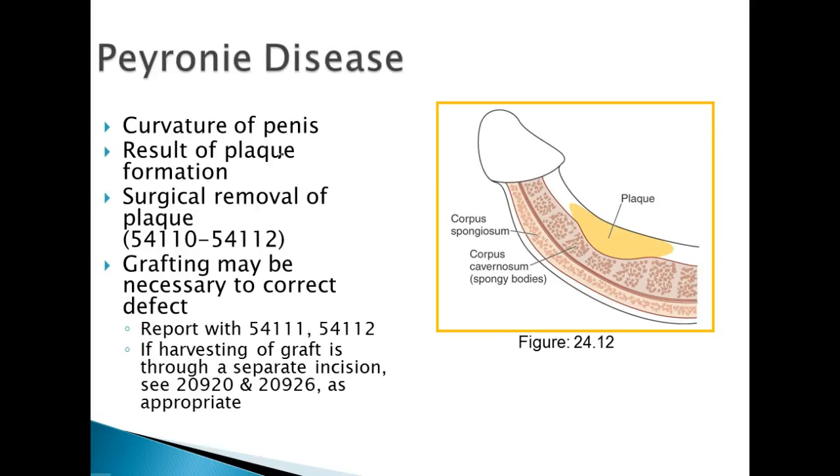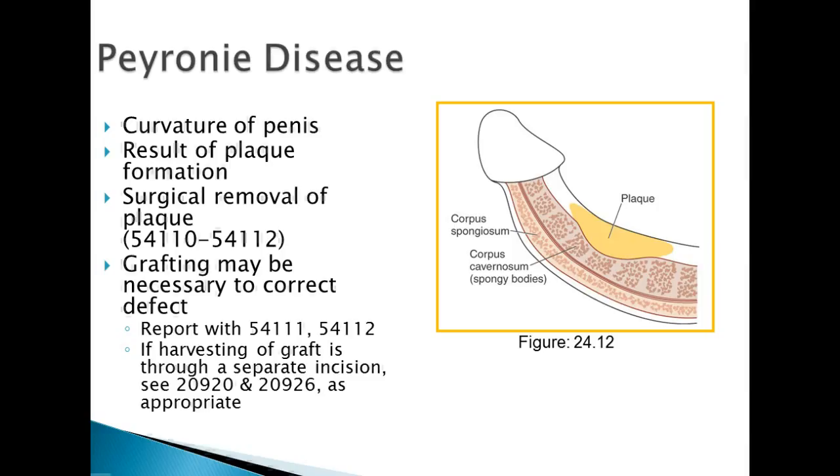Peyronie disease is a curvature of the penis that results from plaque formation on the cavernous sheaths of the penis, as illustrated in Figure 24-12. The plaque develops on the lower and upper sides of the penis where the erectile tissue is located. Inflammation results and leads to the formation of scar tissue. Over time, this fibrous plaque bends the penis. In severe cases, the penis arches during erection, causing pain.